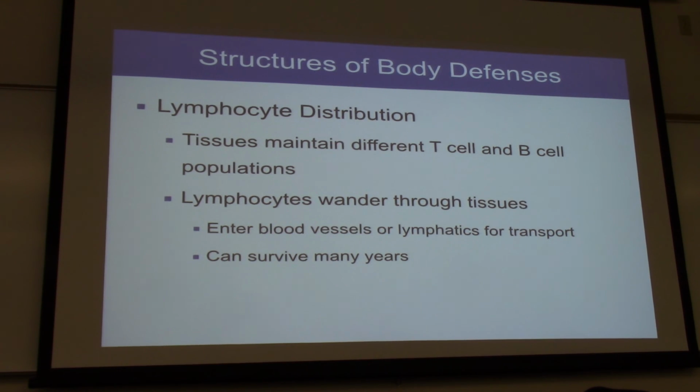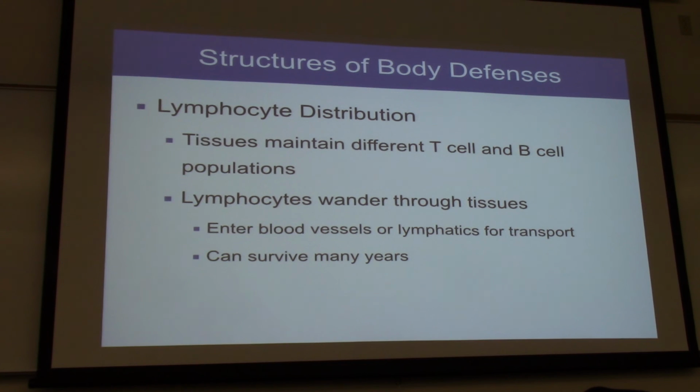All the lymphocytes, you can't tell the difference by looking at them. They look the same. And just remember that lymphocytes wander out through your tissues. They go in and out of the blood vessels, out into the tissues. And this is a key point right here. Lymphocytes can live for years and years. Remember, blood cells only last for 4 months, but lymphocytes can last for years and years.